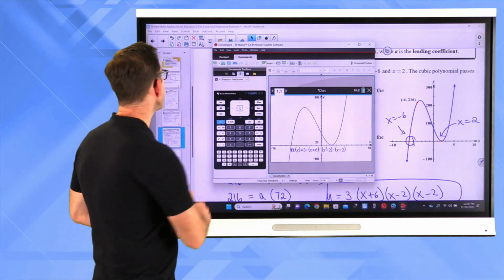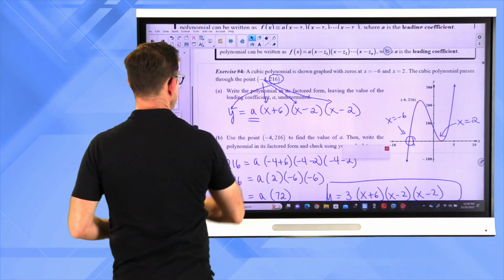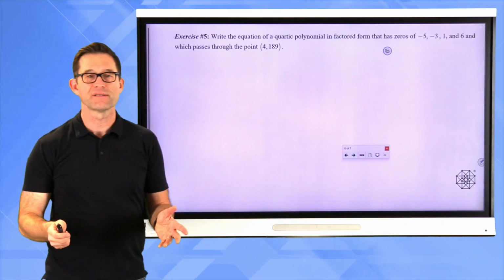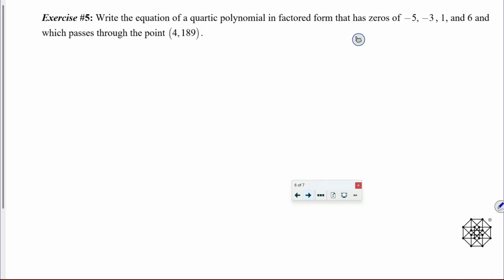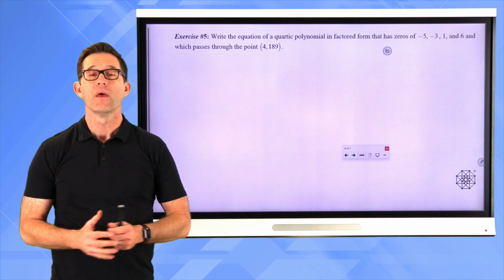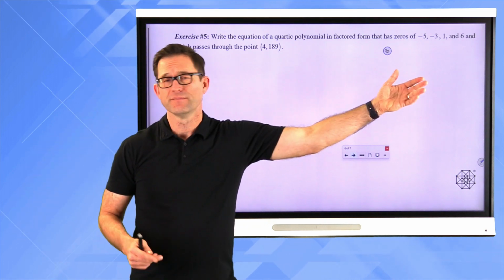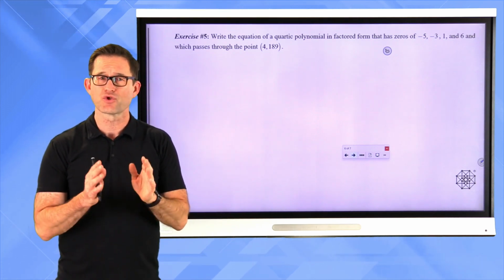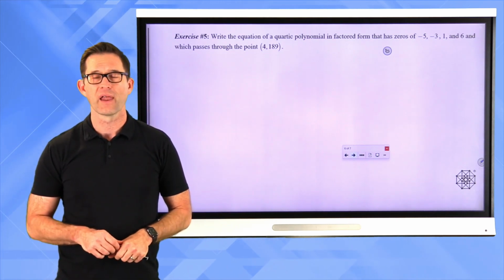All right, let's try one more problem like that. Here we go. Exercise number 5. Write the equation of a quartic polynomial in factored form that has zeros of -5, -3, 1, and 6, and which passes through the point 4, 189. All right, so notice none of the zeros are doubled. Not that that particularly matters. So what I'd like you to do is try this problem based on what we did in the last problem.